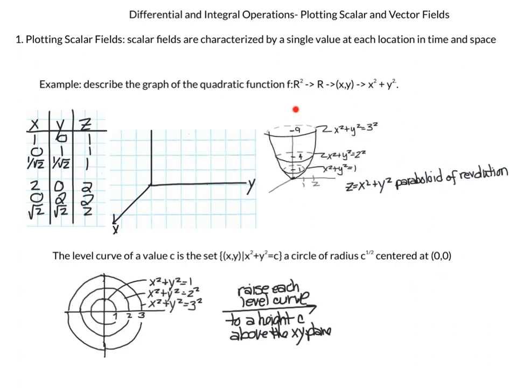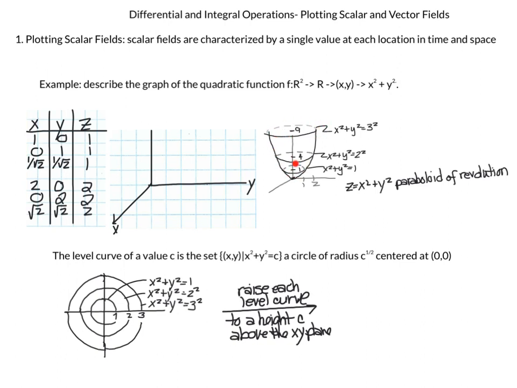Here I have our level curves for our quadratic, where z is held constant at 1, and that's a circle of radius 1. Where z is equal to 4, the level curves are circles of radius 2, and here z is equal to 9, circles of radius 3.